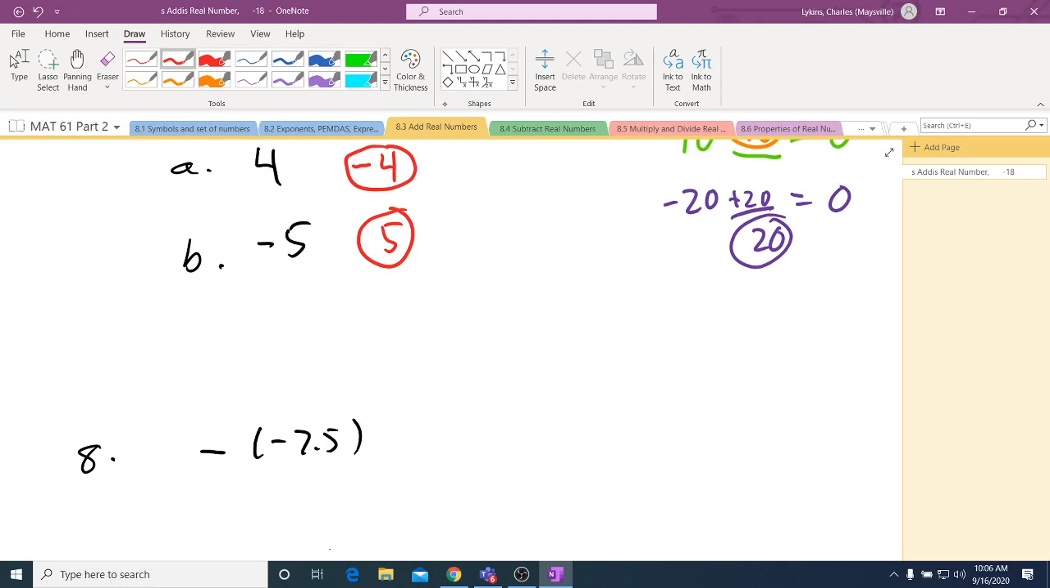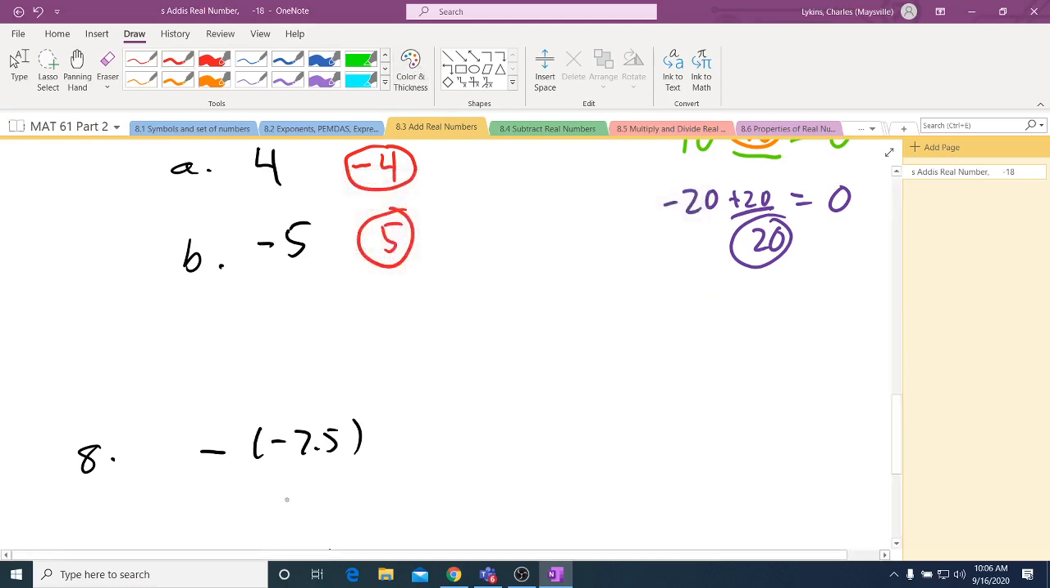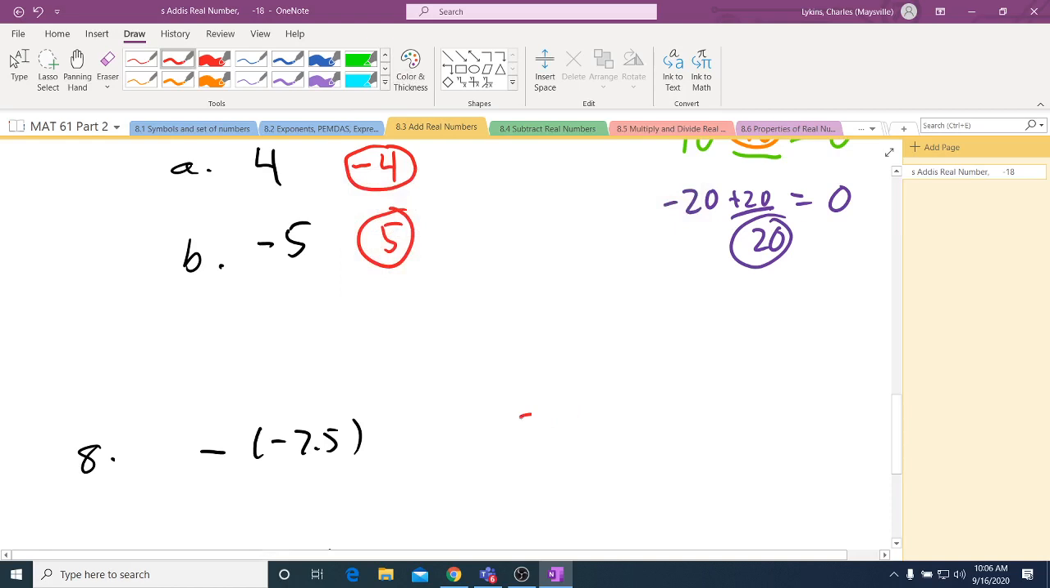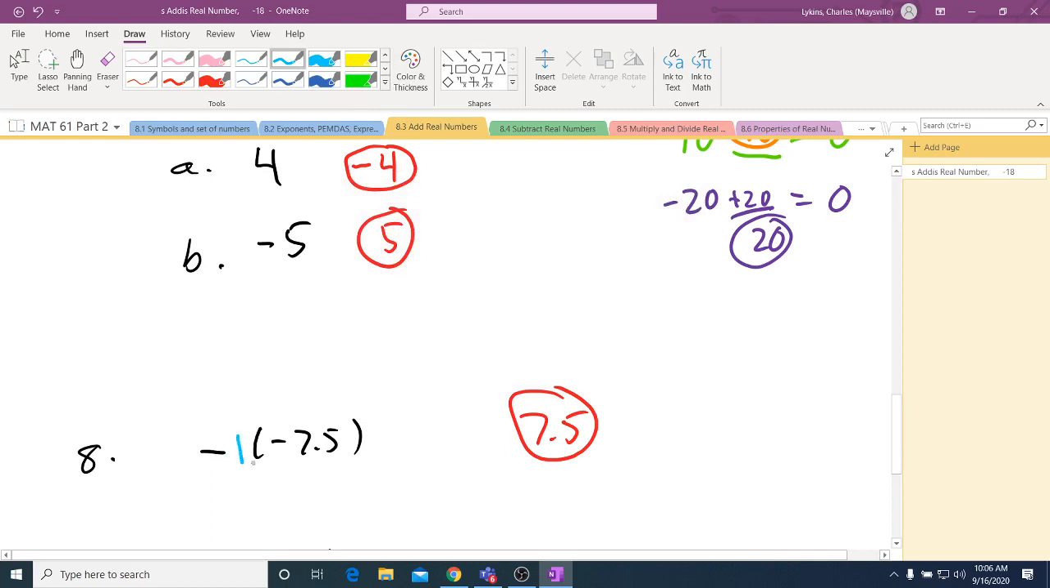Now, we've heard that two negatives make a positive. So when you have two negative signs, you can always say that that turns out to be positive 7.5. Or we can also think about this as a negative 1 and then distribute or multiply that in. So a negative times a negative gives you that positive 7.5.